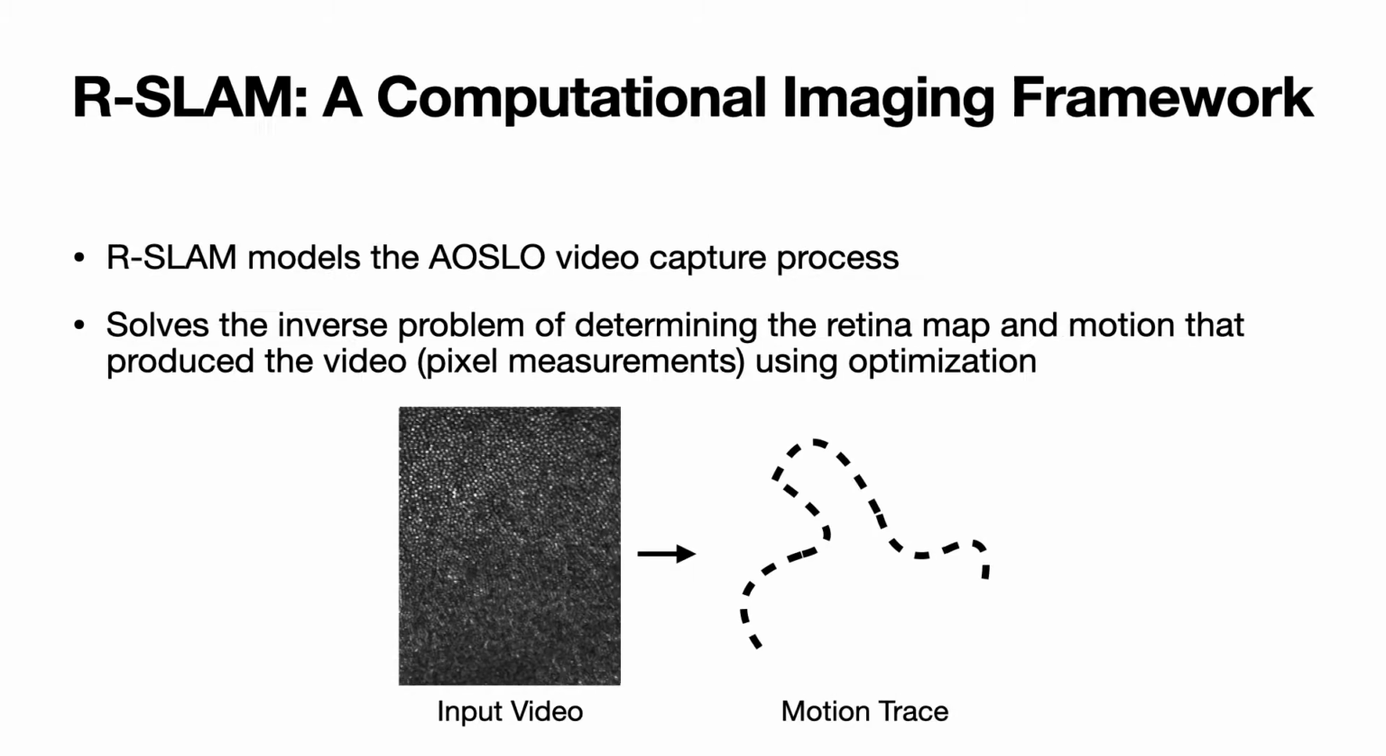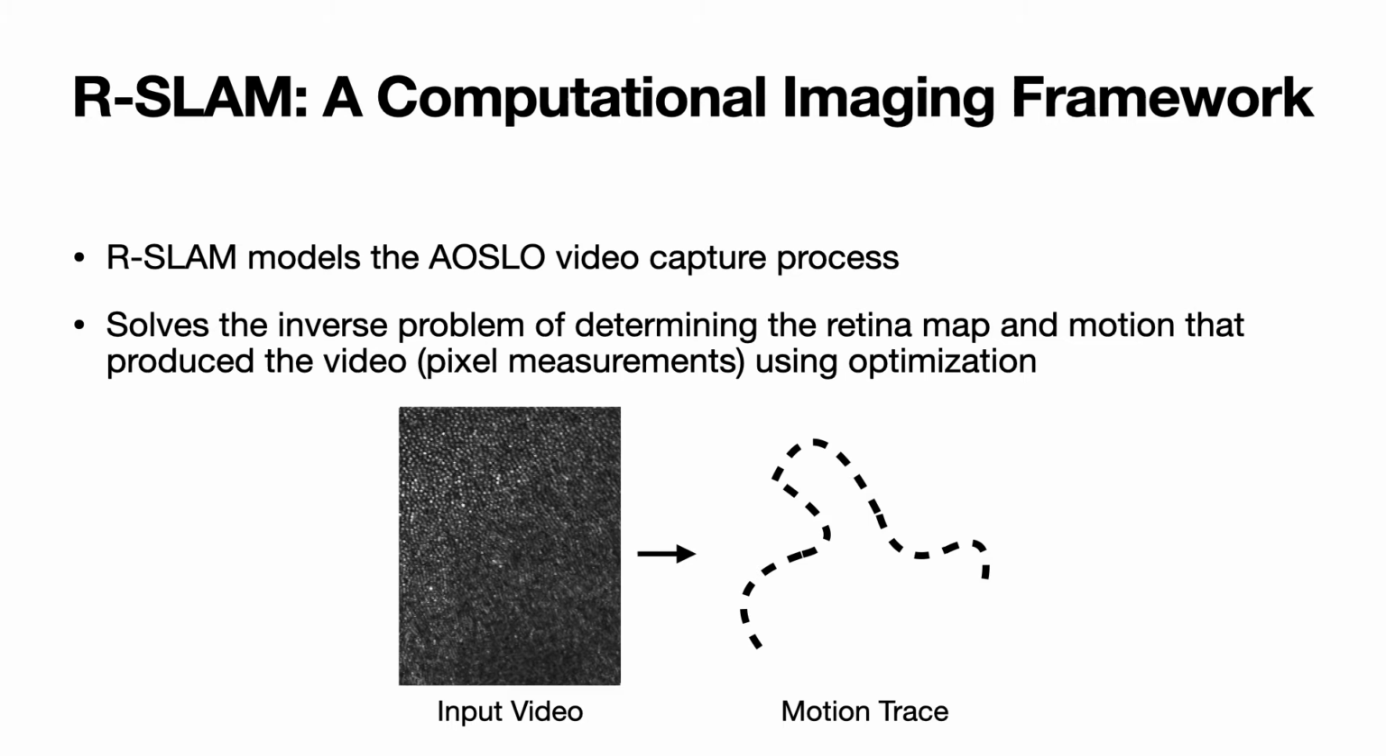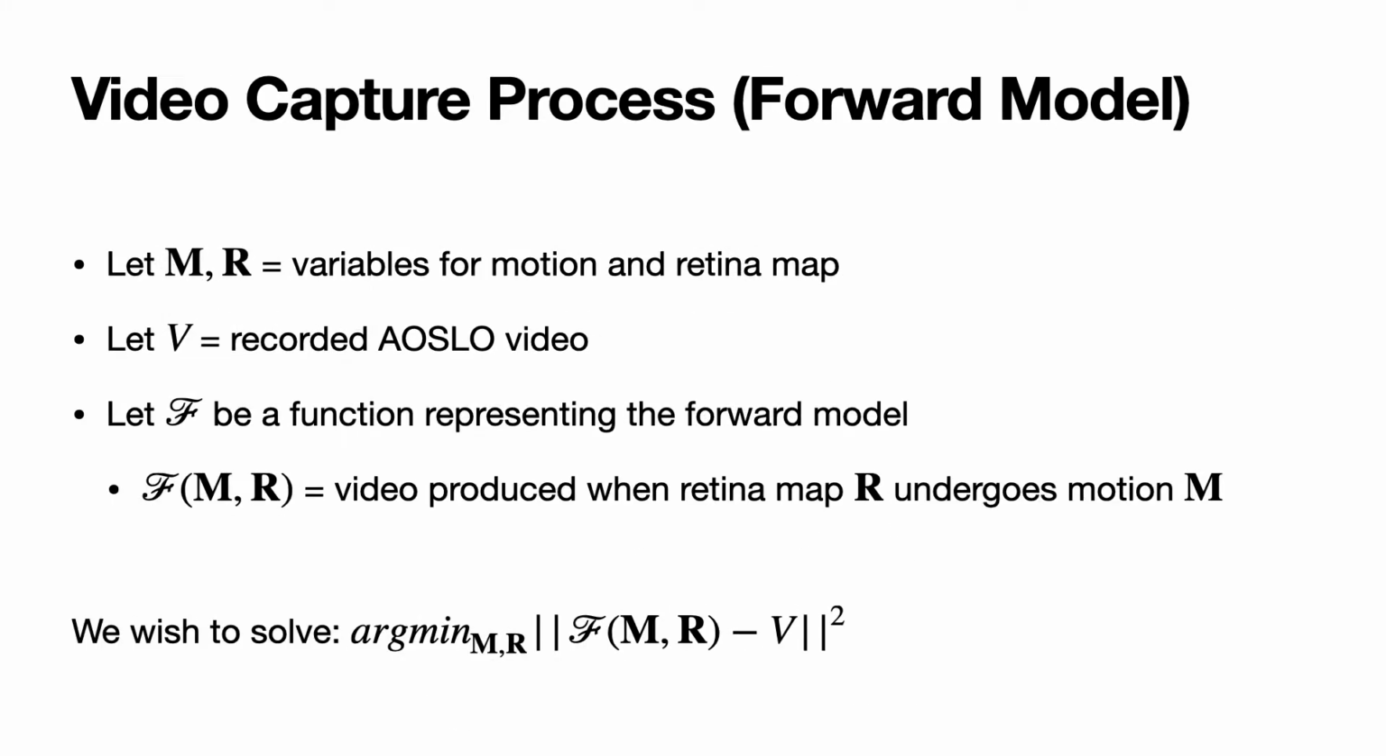Our framework, RSLAM, models and inverts the AOSLO's video capture process to jointly estimate the motion and appearance of the retina. Mathematically, if we let M and R be variables for the motion and retina map respectively, then we can define an operator f that represents the forward model, where f of m, r is the video generated when retina map r undergoes motion m. RSLAM's objective is to reconstruct the input video v as closely as possible.